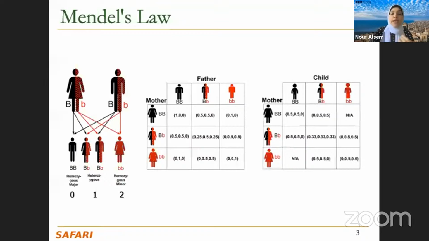Again, here we also have the table if we consider the child and mother. So what are the probabilities for the father's alleles or SNP values? You can also pick it from here.